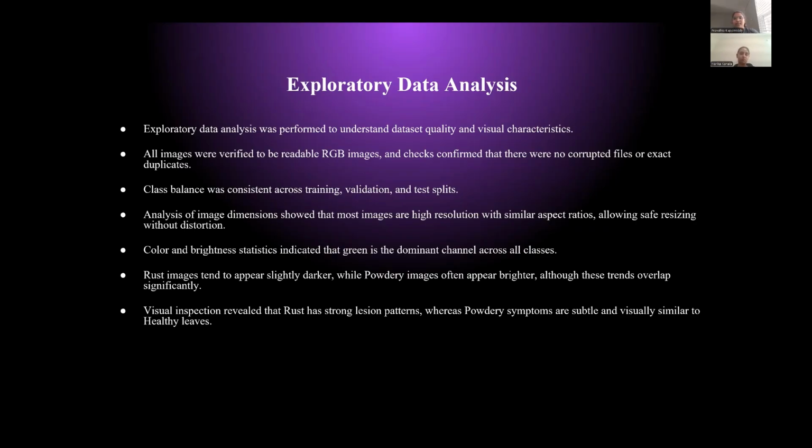When we perform the EDA, we understand the dataset quality and the visual characteristics. We first check the dataset quality: all images are readable and RGB images, and we confirm there are no corrupted files and no duplicates, because anyway we have a very small dataset. If we have duplicates, the count goes down again, and that's why we checked everything. Then we look at the class balance, which is nearly balanced. And we also check the image characteristics.